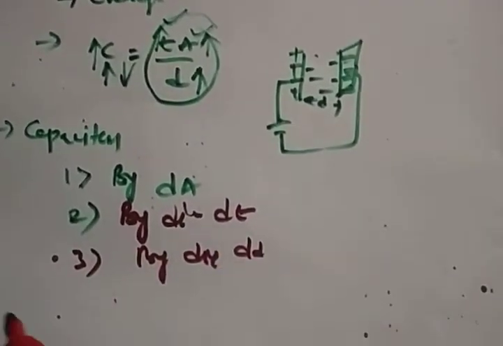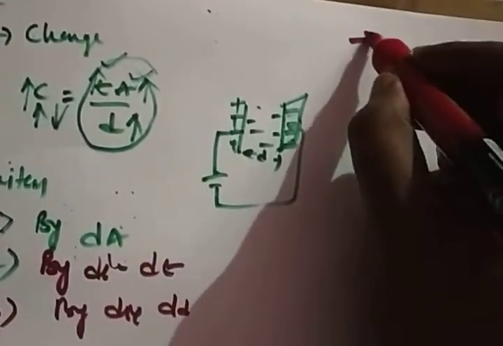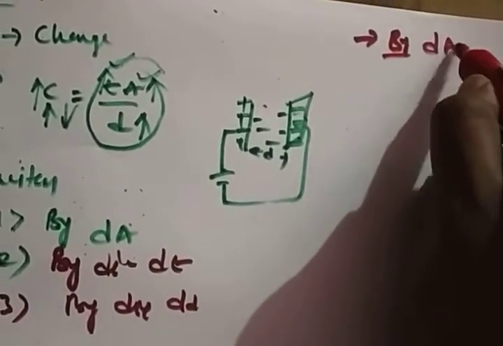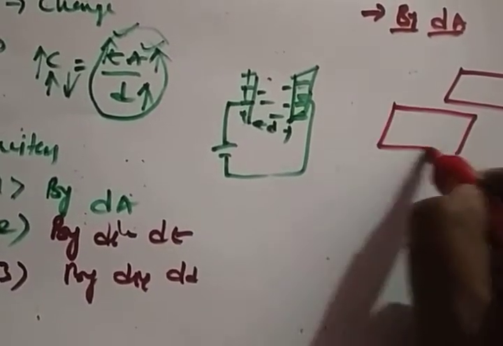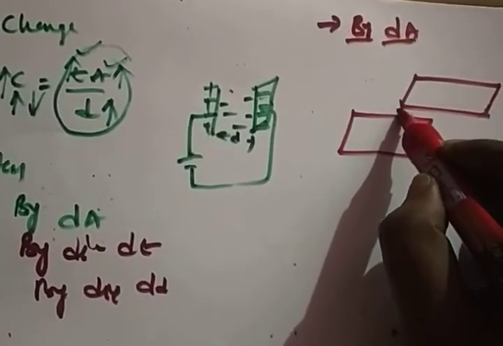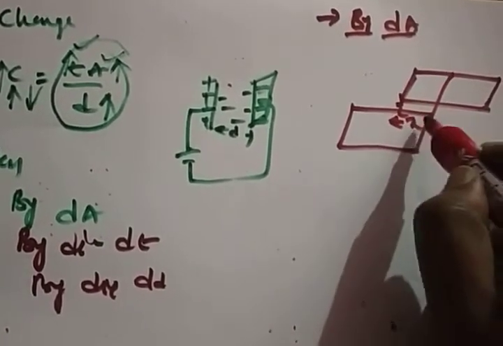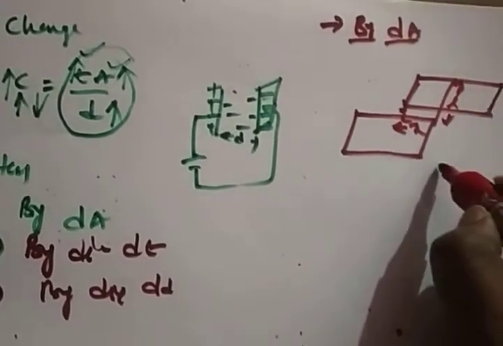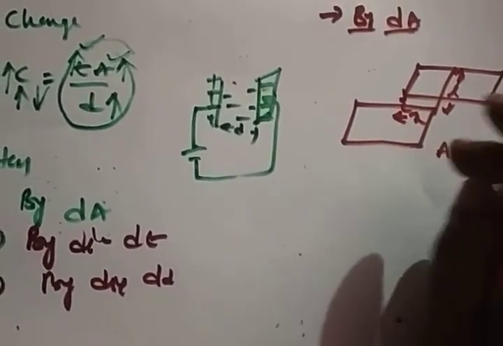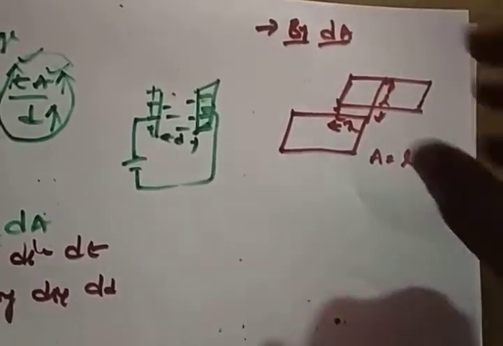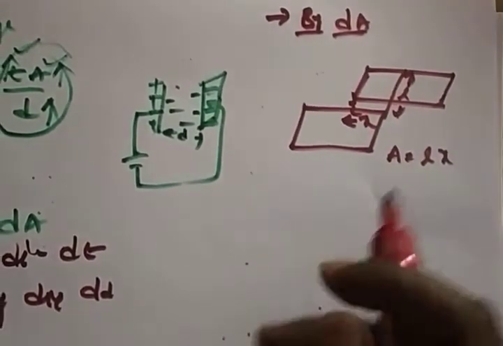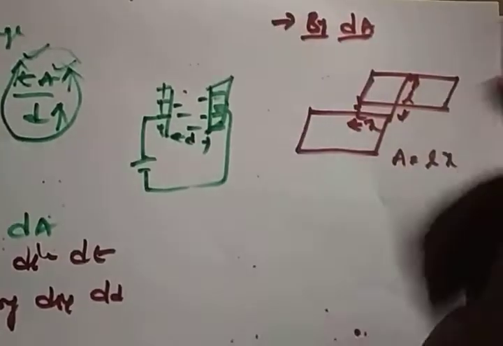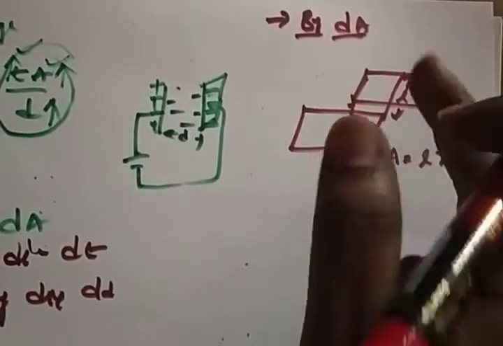So how does changing the cross-sectional area work? There are two parallel plates placed here. This is the common area, with this being the breadth and this the length. The area is nothing but L into X. How much common area there is determines how much capacitance will be developed. So if you apply a displacement, your area will be changed. The displacement changes, which means your capacitance also changes.